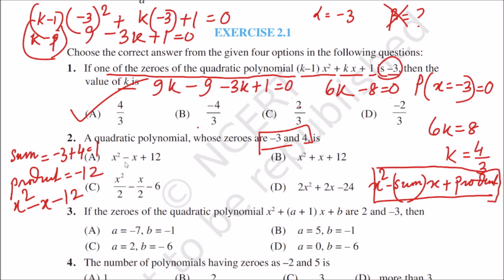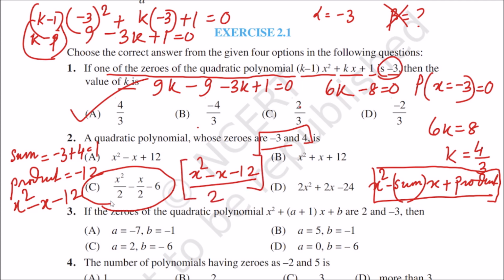What is the answer? X square minus x, there is no x square. Sum is equal to plus 1, product is equal to minus 12. The equation is x square minus sum into x minus 12. I think C will be the answer, because this is x square minus x minus 12 by 2. So this will be the answer of this question, C.